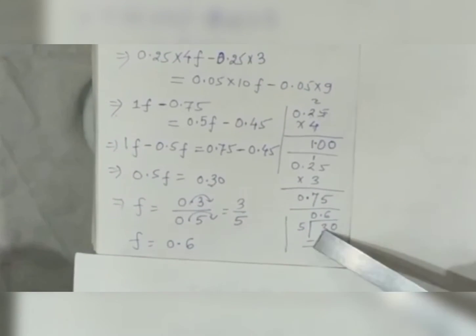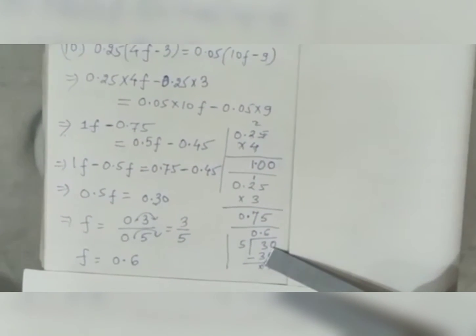Next step is f is equal to, the numerator goes into the denominator. Overlap the same decimal places in both, so it becomes 3 by 5. Now we divide 3 by 5. Since 3 is the lesser one, you place 0, then place the decimal, take the 0, and 5 sixes are 30. So your final answer is f is equal to 0.6.